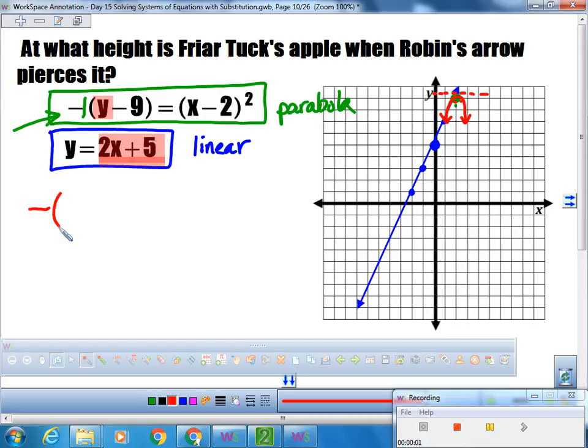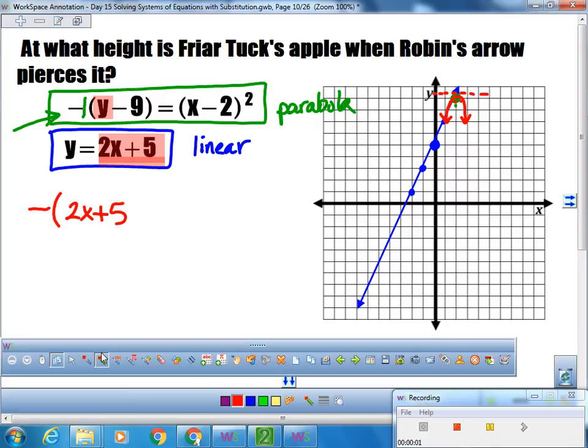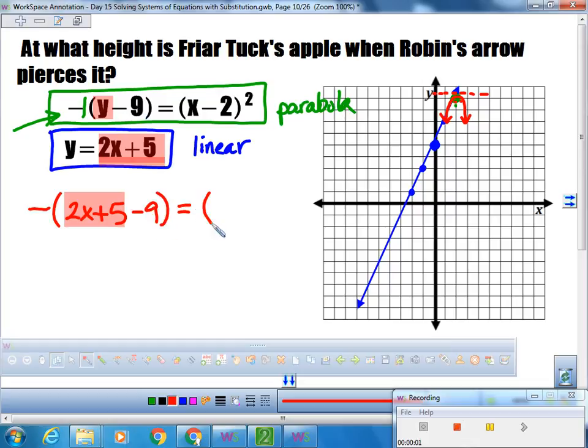So I've got a negative parenthesis. My y is really 2x plus 5. Correct? Did we see that? Then after I have my y, which is really 2x plus 5, then I have negative 9 equals x minus 2 squared. In order to solve this, we're going to have to FOIL that. So this is going to become, I'm going to combine the 5 and the negative 9, which makes negative 4. Negative 2x minus 4 equals, let's go ahead and just FOIL that out now.